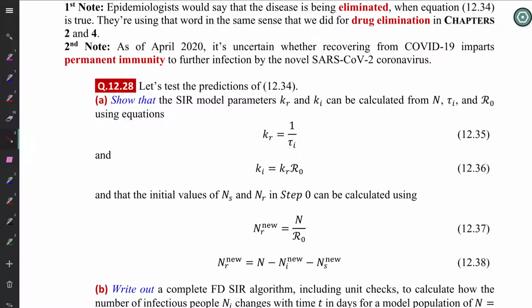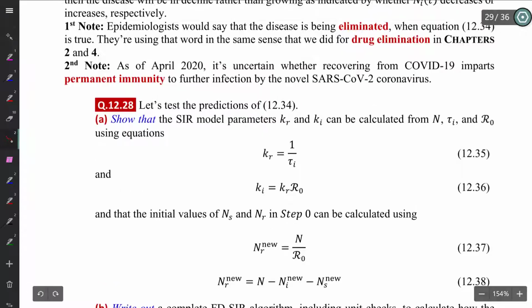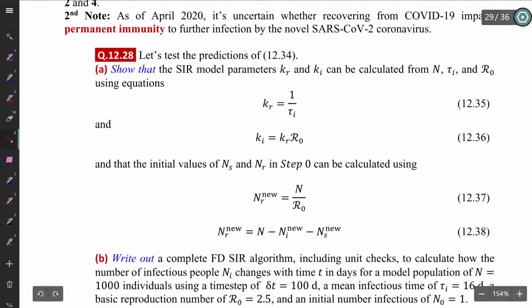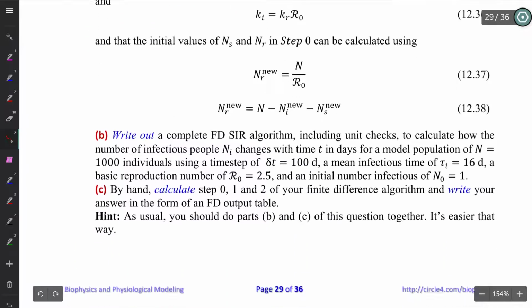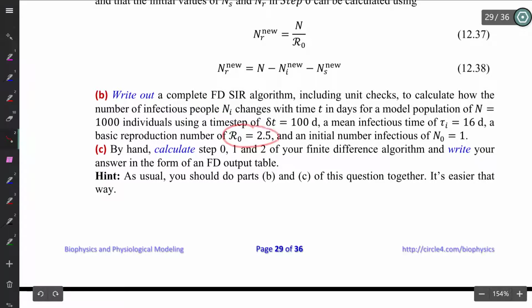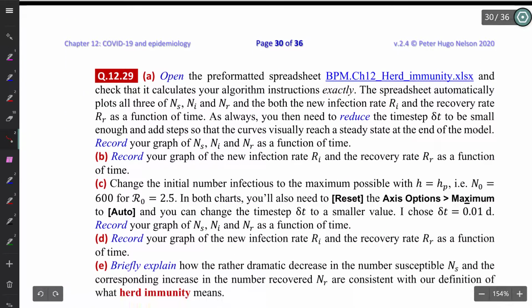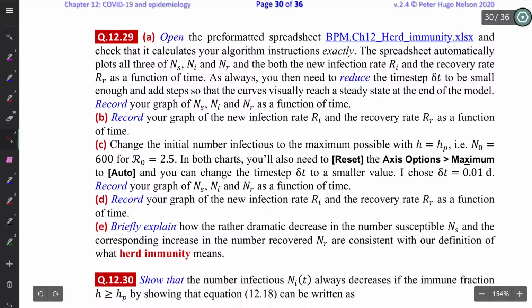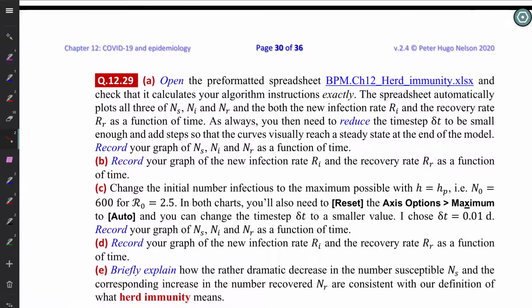So the next thing I want to talk about, so this is just testing the predictions of equation 12.4. So that's another Excel spreadsheet exercise, and I'm going to leave that up to you. I'm hoping that's fairly straightforward. You will have to rearrange the algorithm so that it uses R naught. And there's a pre-formatted spreadsheet online that you can click on, and you can go through the activity.